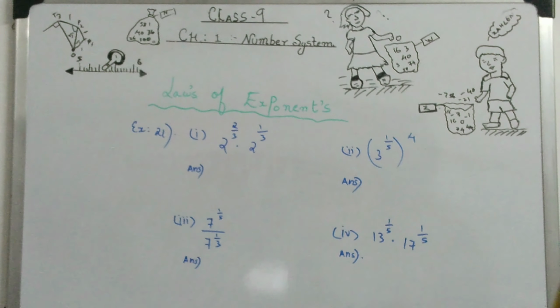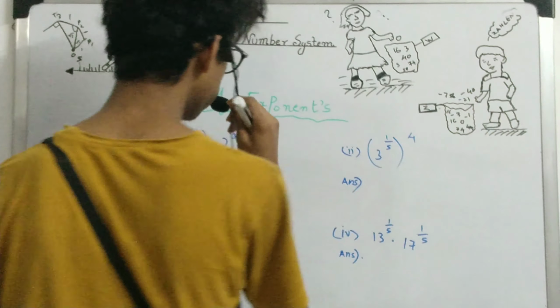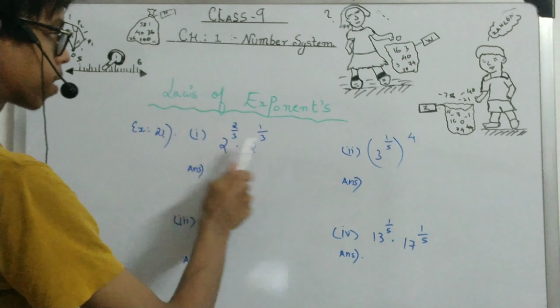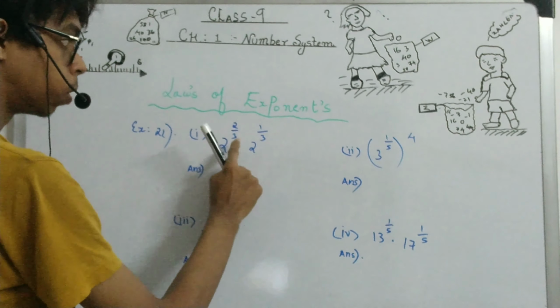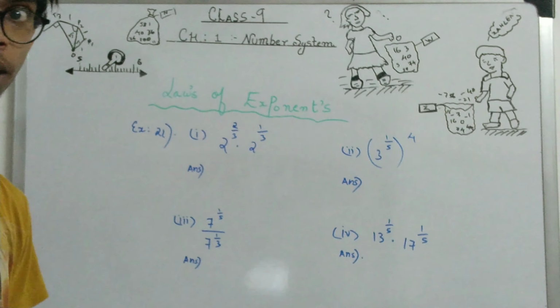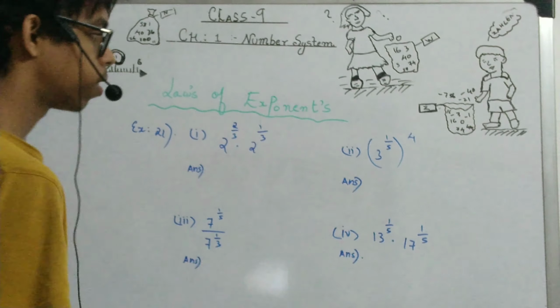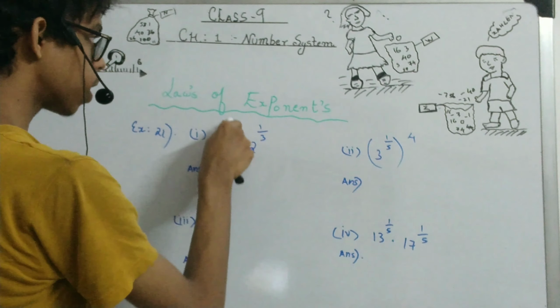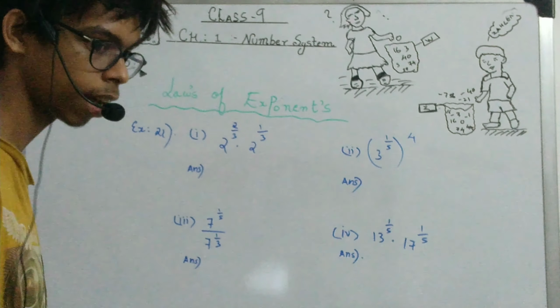So now let us move on to our example number 21. The question is simplify. We have to simplify or evaluate the following exponents given to us. The first one is 2 raised to 2 by 3 into 2 raised to 1 by 3. Here if you see, the bases are the same. This dot is actually into. Whenever you see a dot, it is not a decimal point. This dot represents multiplication, that is 2 raised to 2 by 3 into 2 raised to 1 by 3.